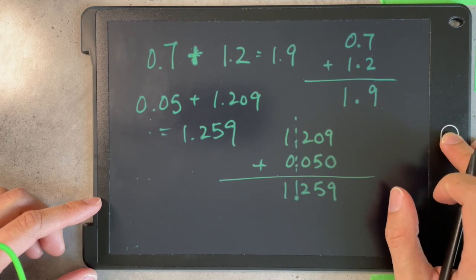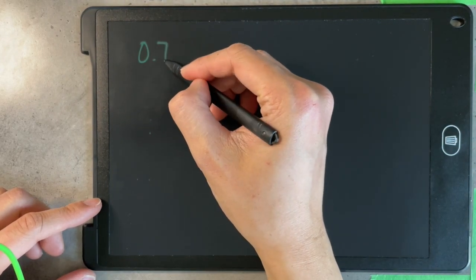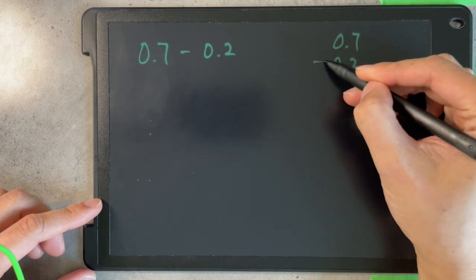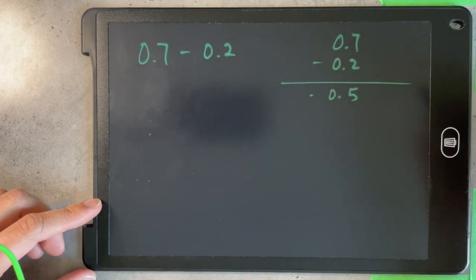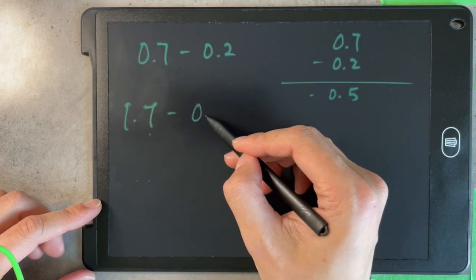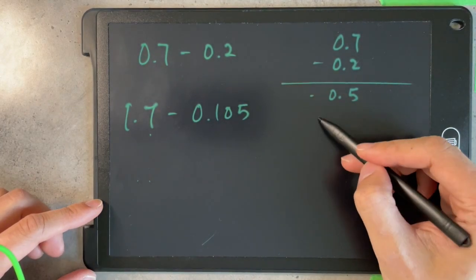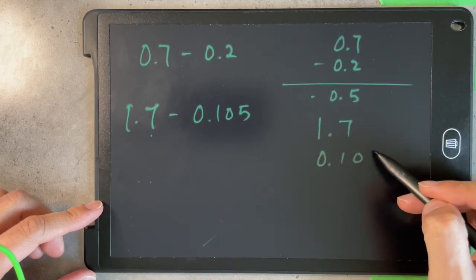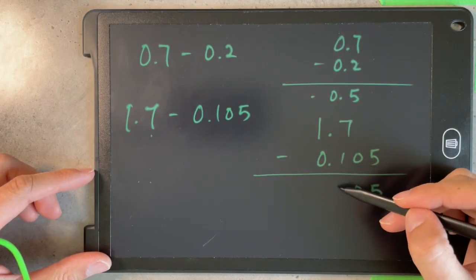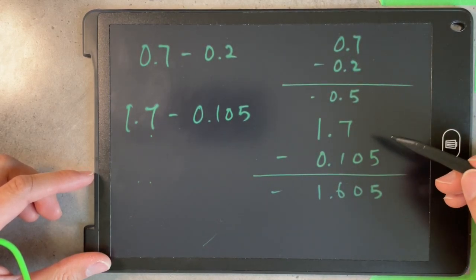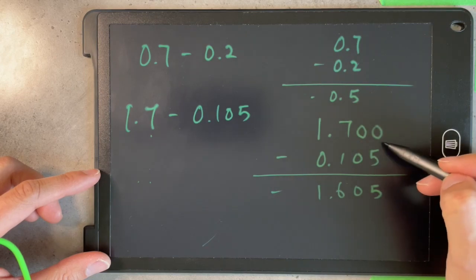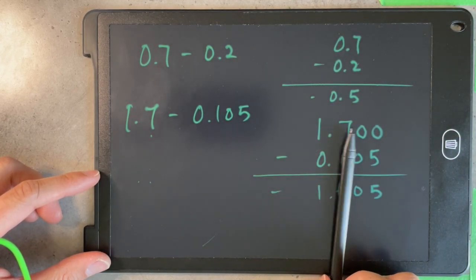Now, subtraction is the same thing as normal subtraction. Let's say I do this, then I align them, and then I subtract. If you have something like 1.7 minus 0.105, still align them, and then you have nothing here. Most students will just go, okay, 5, 0, 6, 1. But that is actually not the case, because if you add them back, you will not get 1.7. So the rule of thumb is to always fill the zeros in, and then subtract as if the decimal place was not there, so you can cover it up.